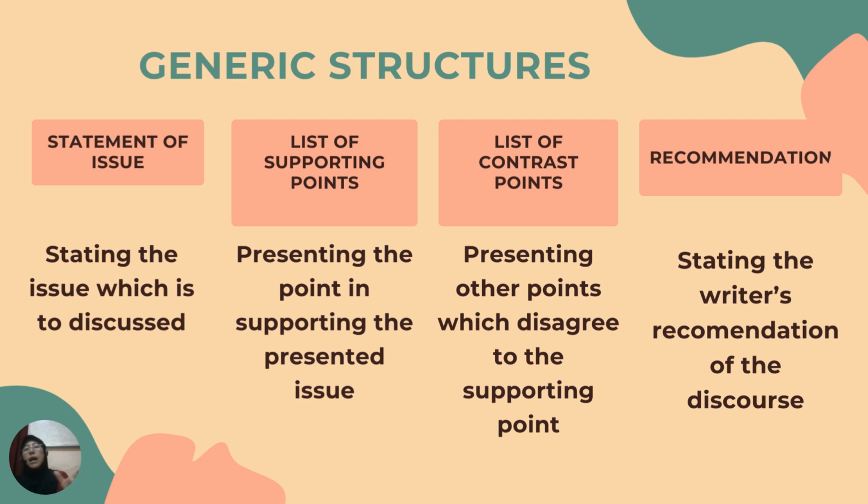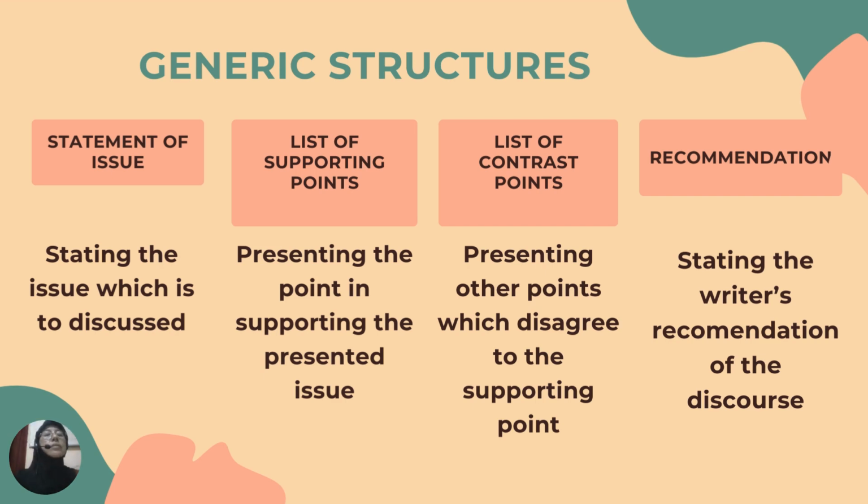Then you also need to know the generic structure. In discussion text, we know that there are four generic structures. Number one is statement of issue. Second, list of supporting points. Then next, the third is list of contrast points. And then the last, recommendation.